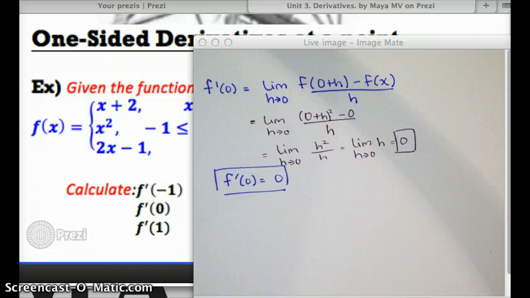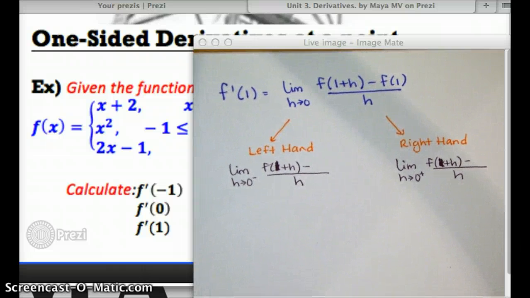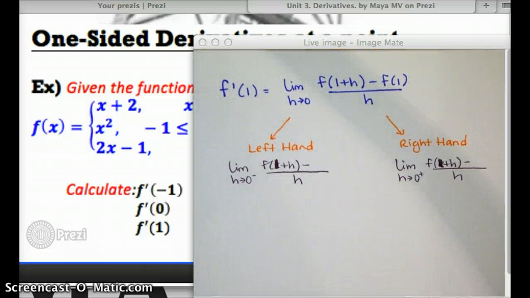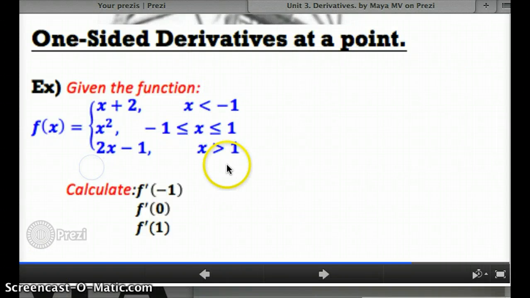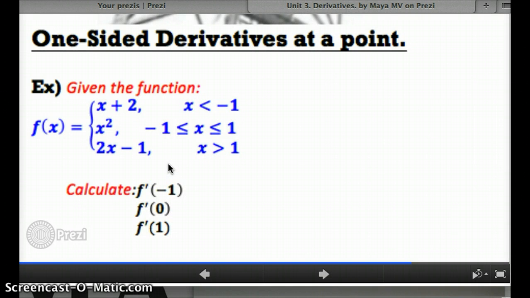Let's try the last one. Right, so as you may have realized, this is going to be one of the ones where we have to consider the 2 sides separately, and that's because 1 is a boundary point. Right here at 1, we switch from the x squared function to the linear function. Now, I also want to clue you into a really important detail that I skimmed over before. Technically, f of 1 in either of these limits refers to the actual function. In the actual function, where do I plug in 1? Right, I plug it into the middle function.